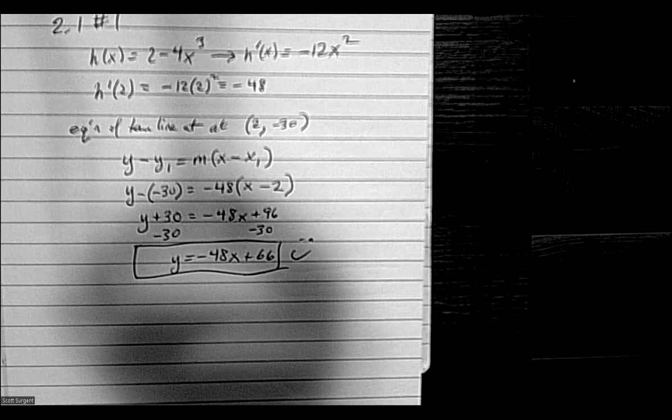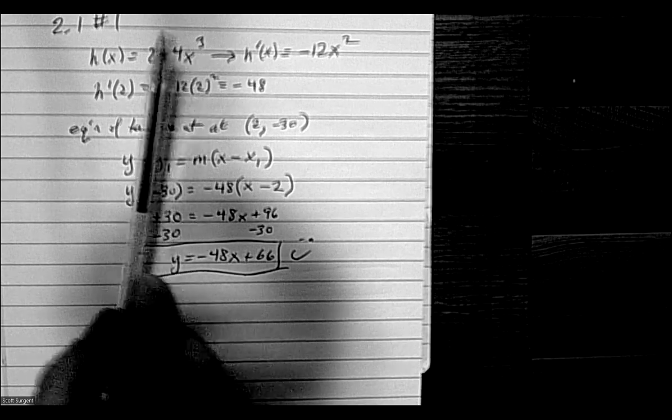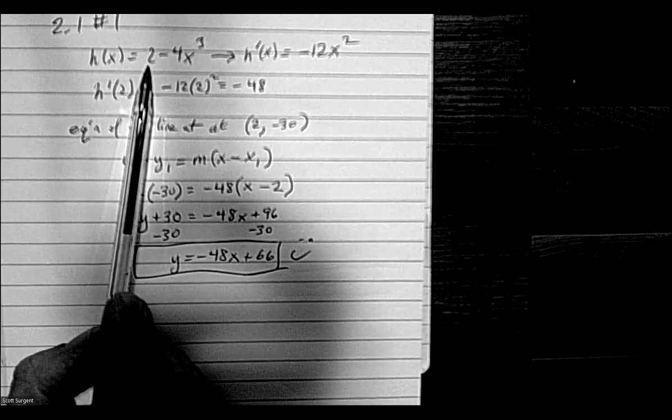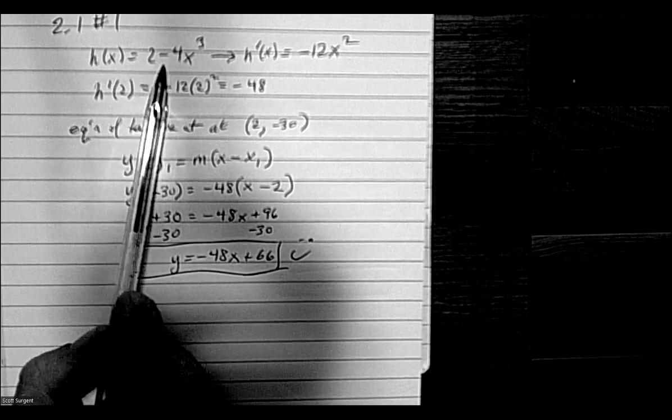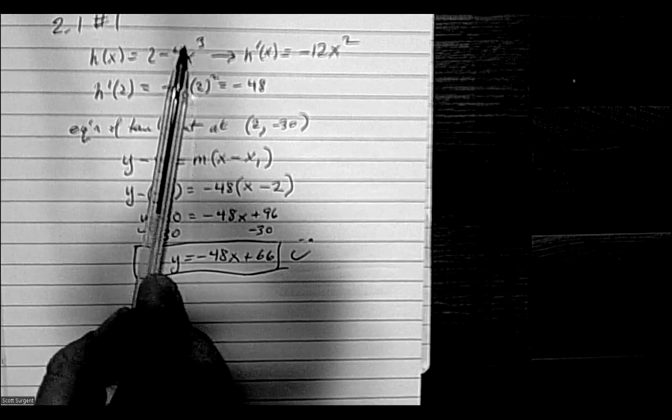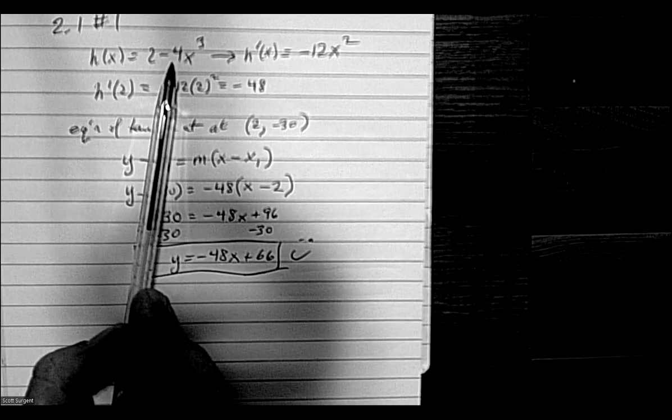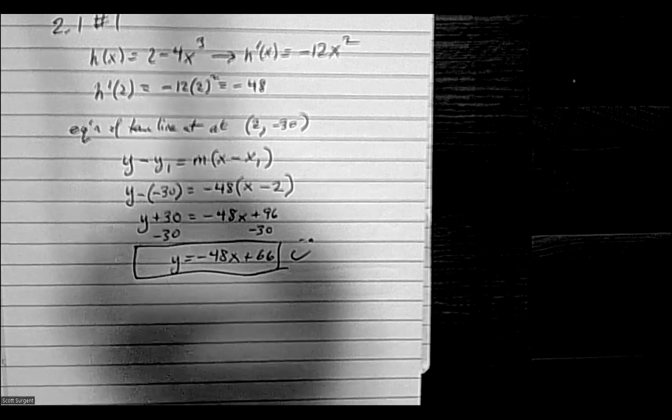Again, if there are any questions on what I did, negative 12x, how did I get that? Just using the power rule. The derivative of a constant is 0. And then the derivative of a power, you bring the power down. So negative 4 times 3 is negative 12. And you reduce the power by 1.